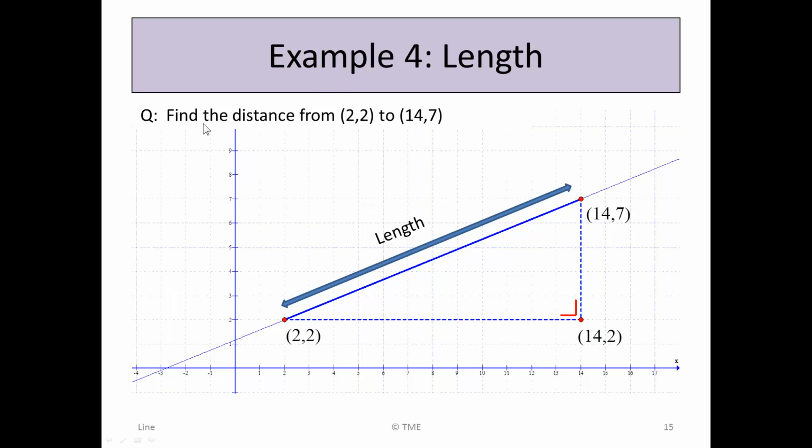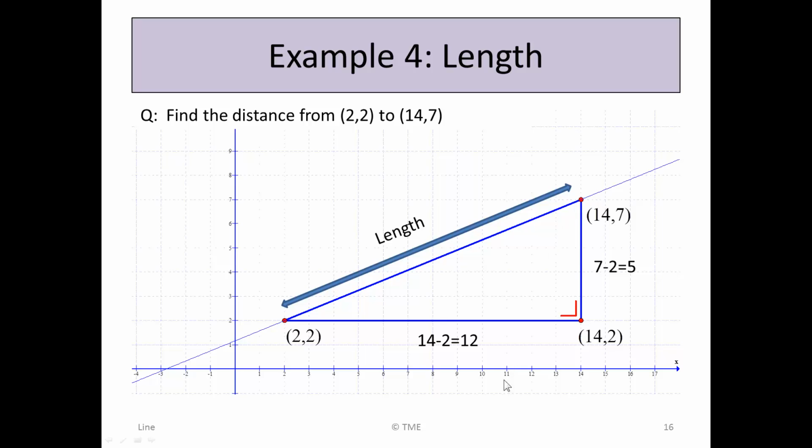Example 4. Find the distance from (2, 2) to (14, 7). Here's the point (2, 2) and the point (14, 7). And we're interested in how long that distance is in the shortest possible path, not going the long way in terms of staying on the x's and the y's. So if we look at the x change, we're moving from (2, 2) to (14, 2), or a total distance of 14 minus 2, or 12 paces. And on the y, from (14, 2) to (14, 7), we're moving 7 minus 2, or 5 paces. So that's 12 and that's 5.